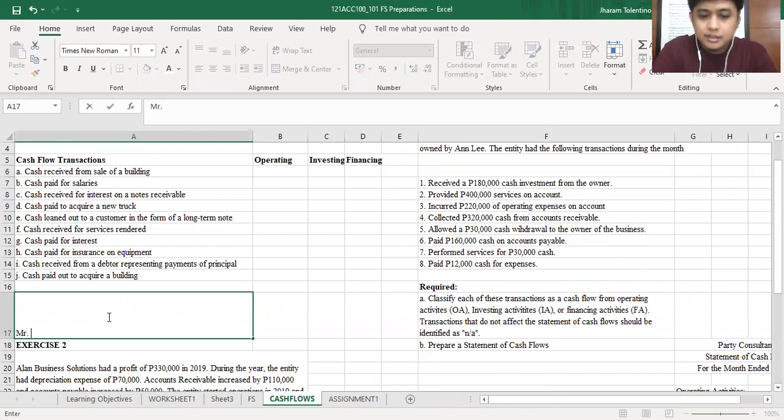Mr. Tolentino. Yeah. Mr. Tolentino, ako na, para sikat.